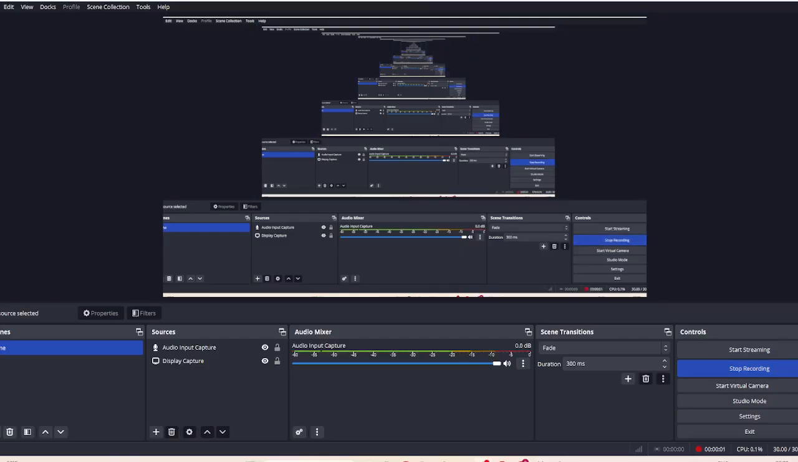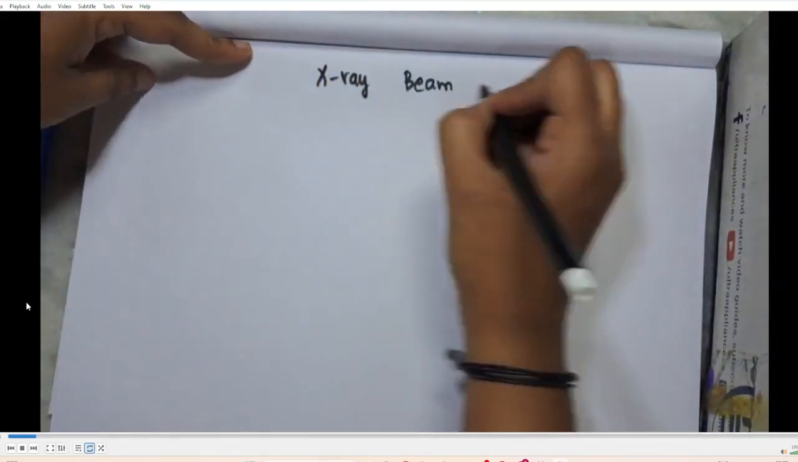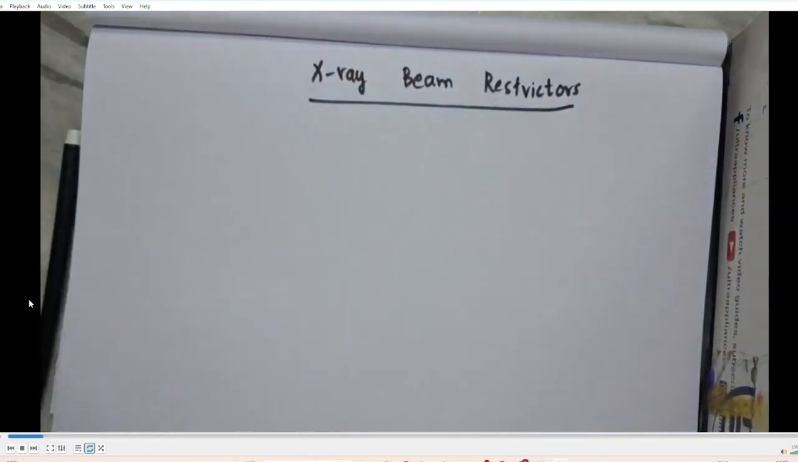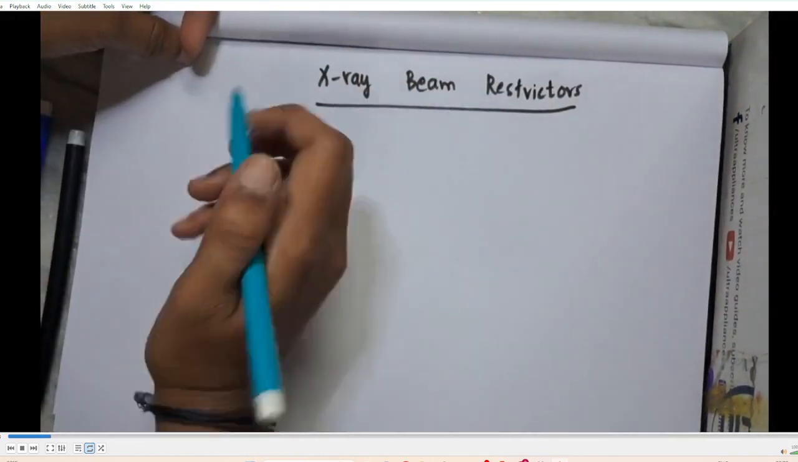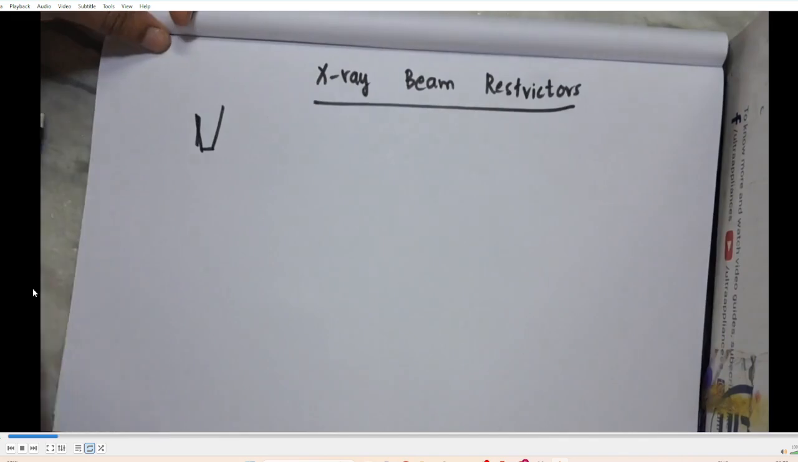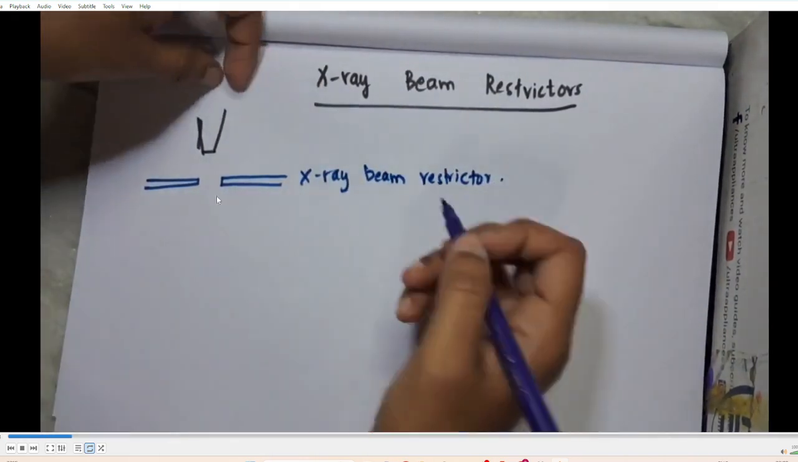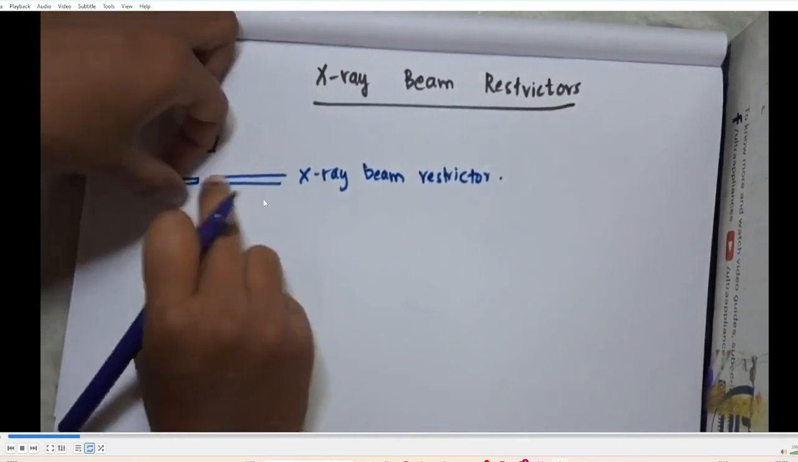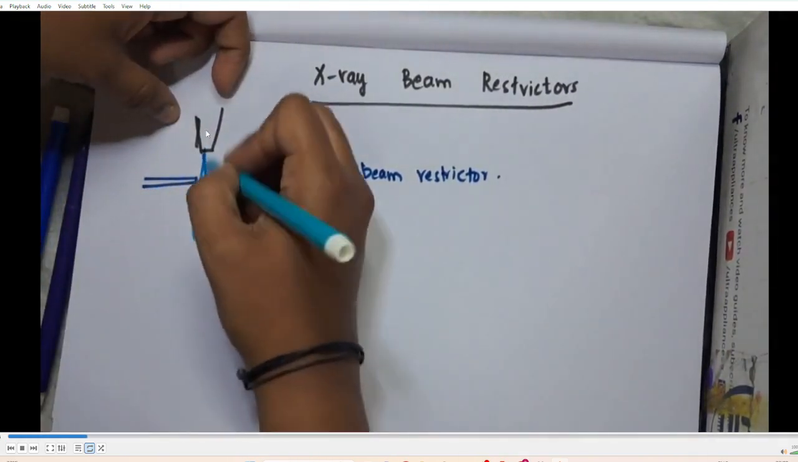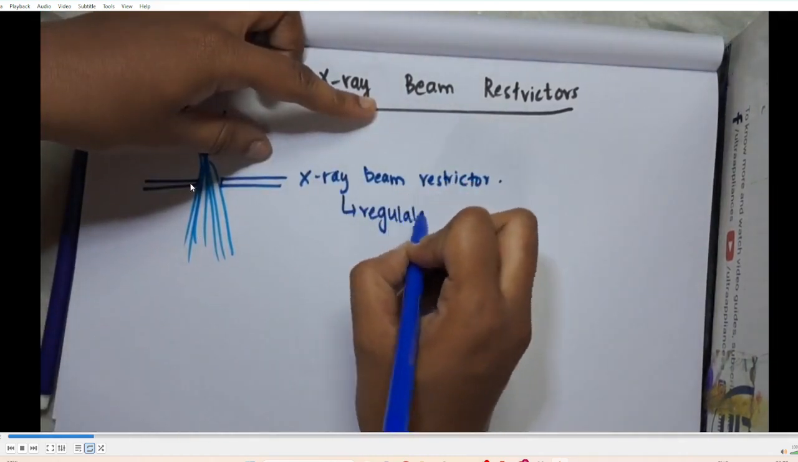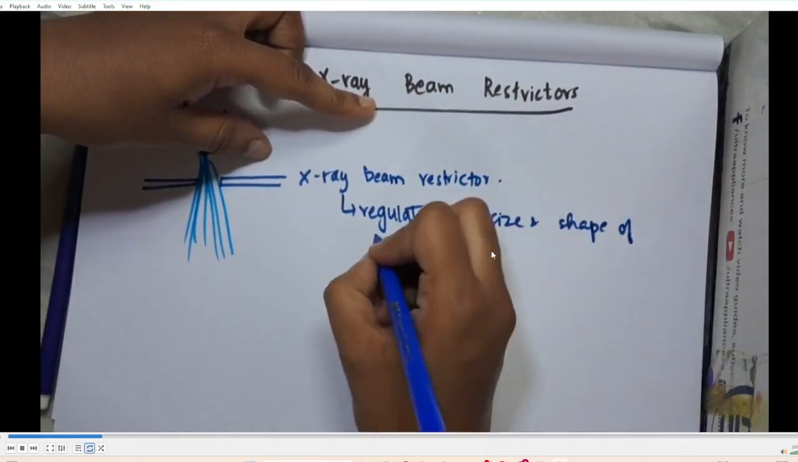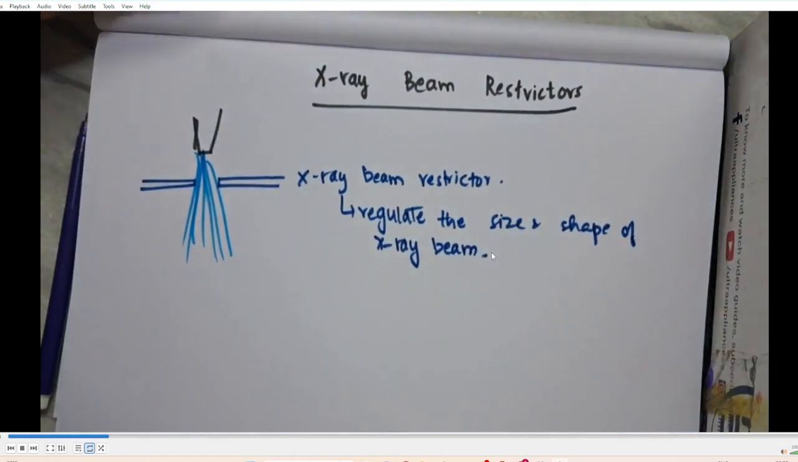Hello friends, let us now learn some important points about X-ray beam restrictor. An X-ray beam restrictor is a device that is attached to the opening of the X-ray tube to regulate the size and shape of the X-ray beam. So this is the X-ray beam restrictor. As the X-rays pass through it, it will regulate the size and shape of the X-ray beam.